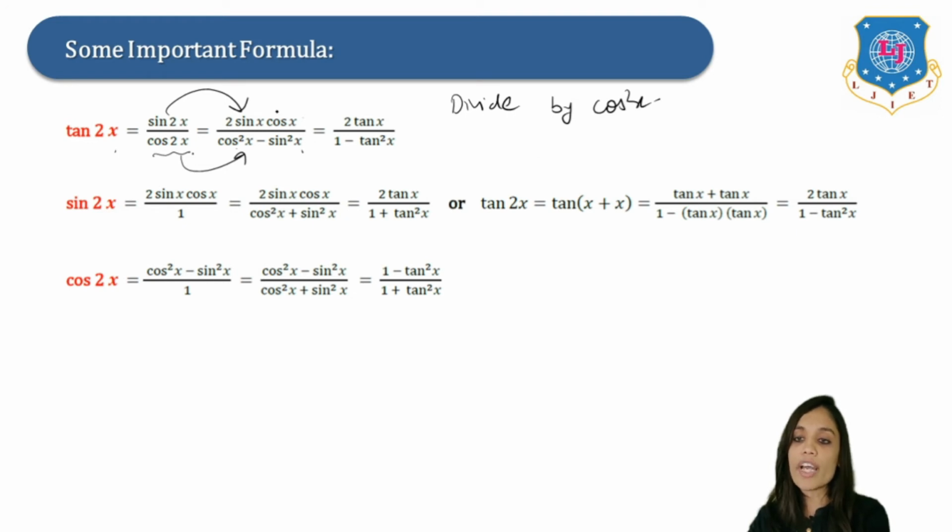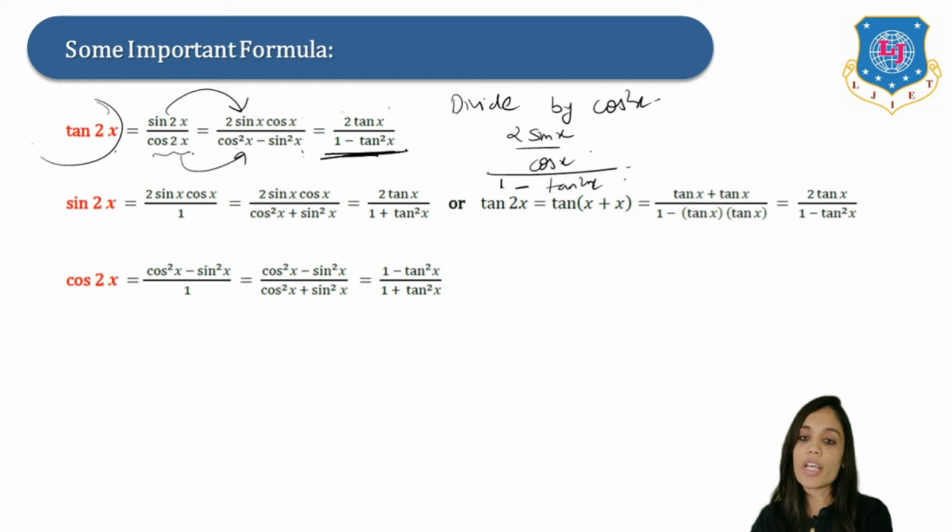So if you divide, what we will get? 2 sin x upon cos x. One cos will get cancelled. If I divide this, it will become 1 minus sin square upon cos square, and that will become tan square. So final formula of tan 2x is what? 2 tan x upon 1 minus tan square x.